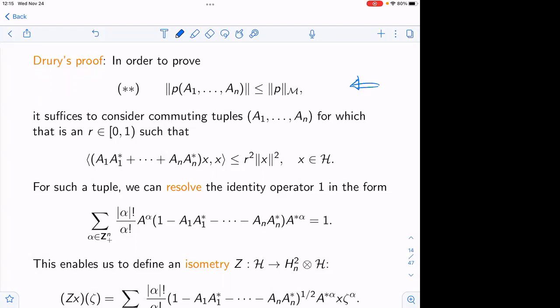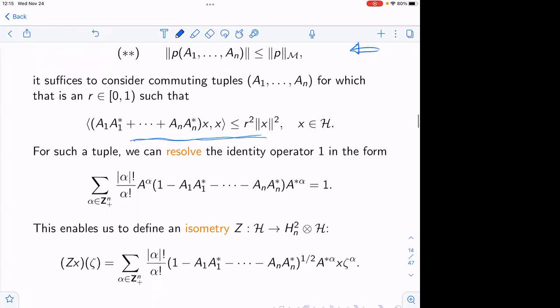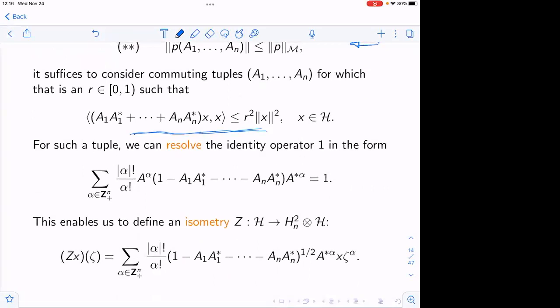Drury's observation was that, first of all, you can assume that this is true for some r which is close to 1. Once this holds, you simply check that you have such an identity by going through some simple combinatorial manipulation. Now, this also appeared in Michael's talk, but in a slightly different form. As I said, essentially it's the same thing, just a matter of different perspective.